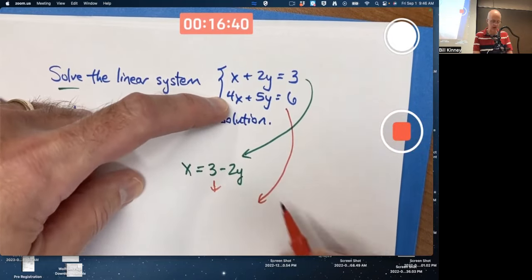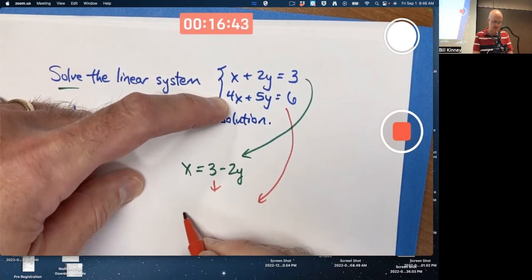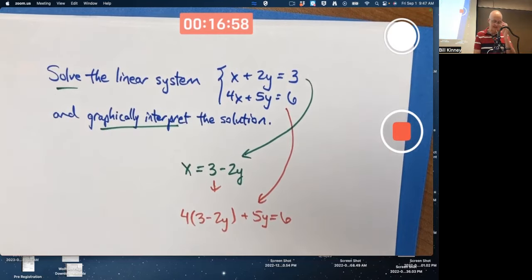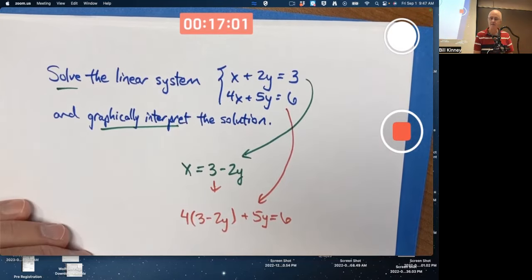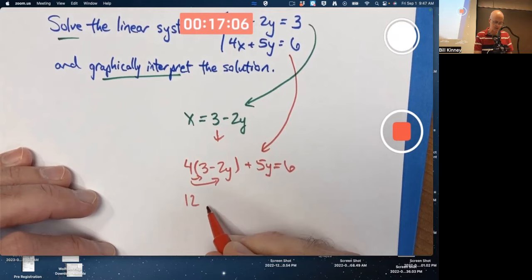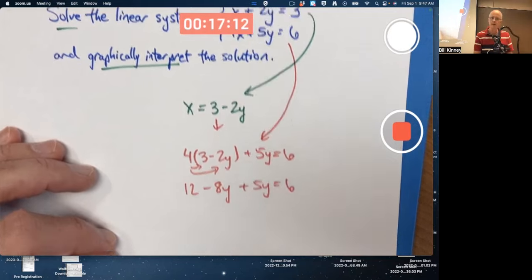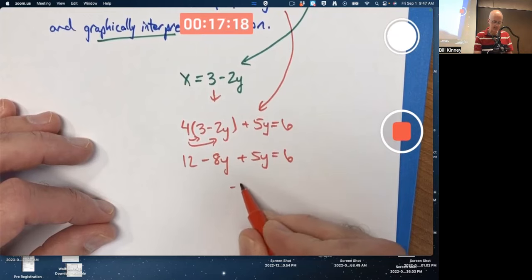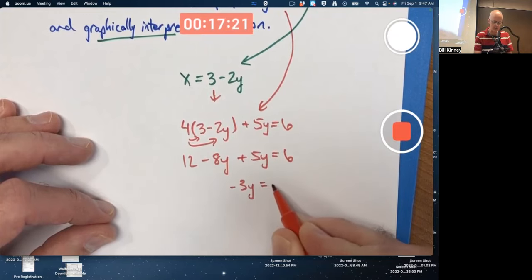That's why it's called substitution. Replace the x that you see there with 3 minus 2y. So we get 4 times, in parentheses, 3 minus 2y, that's what x equals, plus 5y equals 6. Simplify this, solve it for y. Hopefully you don't make a mistake. We need the distributive property here. 4 times 3 is 12. 4 times negative 2 is negative 8. Isolate y. First, combine these two like terms to get negative 3y. Also, subtract 12 from both sides.